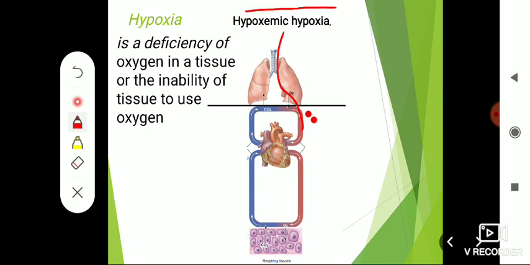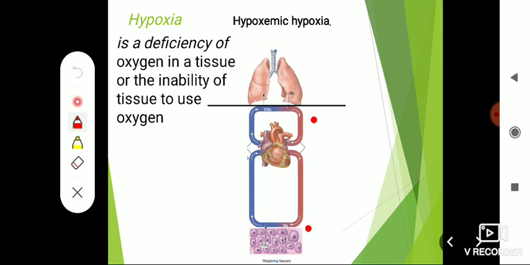It can be because of decreased barometric pressure or whatever reasons, deficiency of oxygen in the atmospheric air, or it can be simply a problem in the diffusion stage. Ultimately, less oxygen is reaching the blood. So hypoxemia means deficiency of oxygen in the blood. So it is hypoxemic hypoxia. That is the first category.